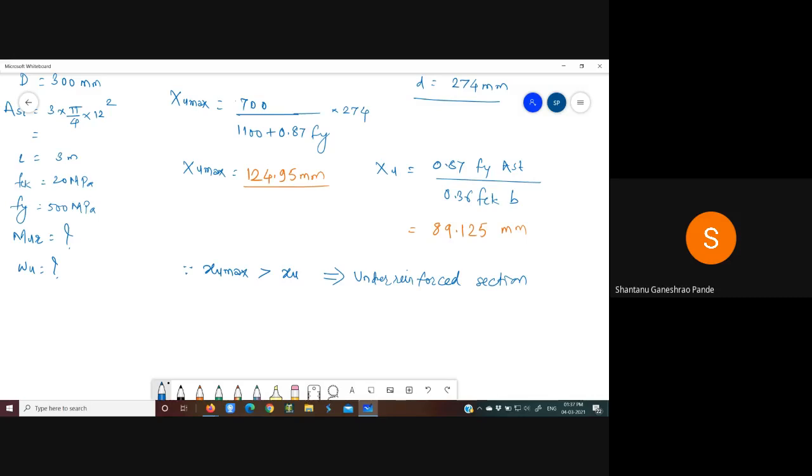So you can calculate here the moment of resistance based on tension in steel. You can calculate Ru into bd square, that also can be done, or MUR you can calculate using tension, Tu into Zu. So Tu is 0.87 fy into Ast multiplied by Zu, which is d minus 0.42 Xu. So 0.87 into 500 into Ast into d, which is 274, minus 0.42 Xu, which is 89.125.